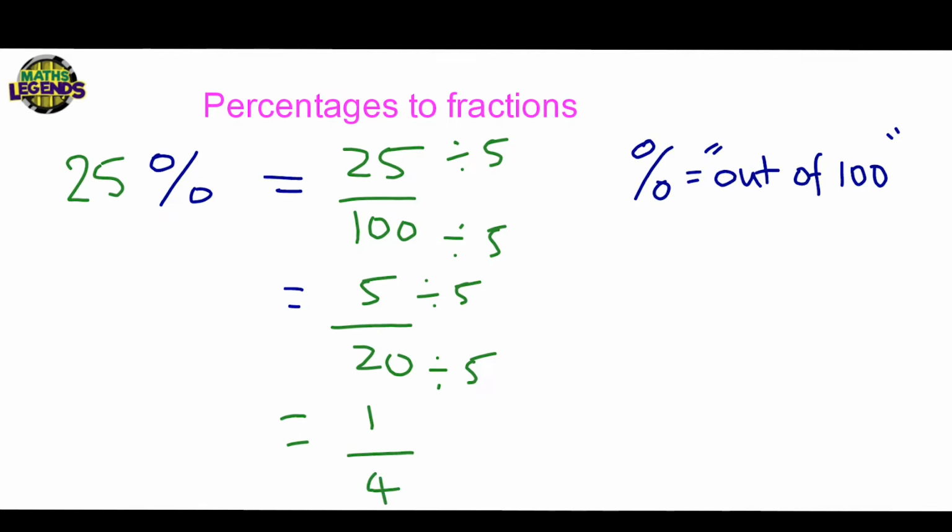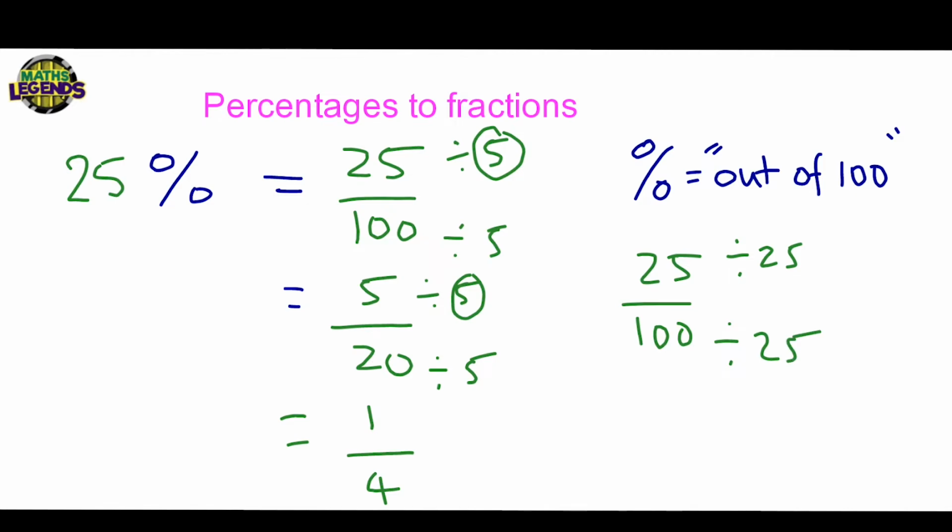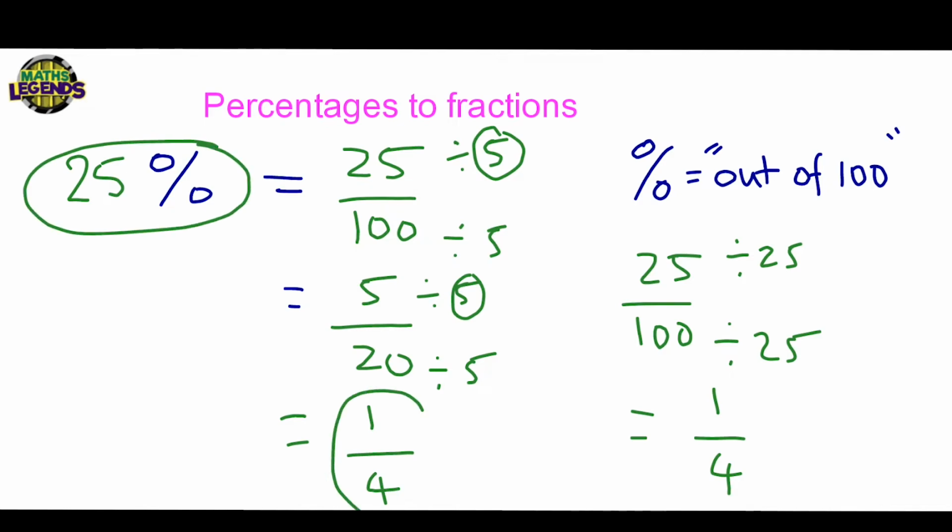Now we could have sped this up a bit if we had said 25 out of 100. Because we've got 5 and 5, that means we could have divided by 25. 5 times 5 is 25. And also the bottom one as well. And this would have given us 1 over 4 directly. So going back to the question, 25% is equal to 1/4.